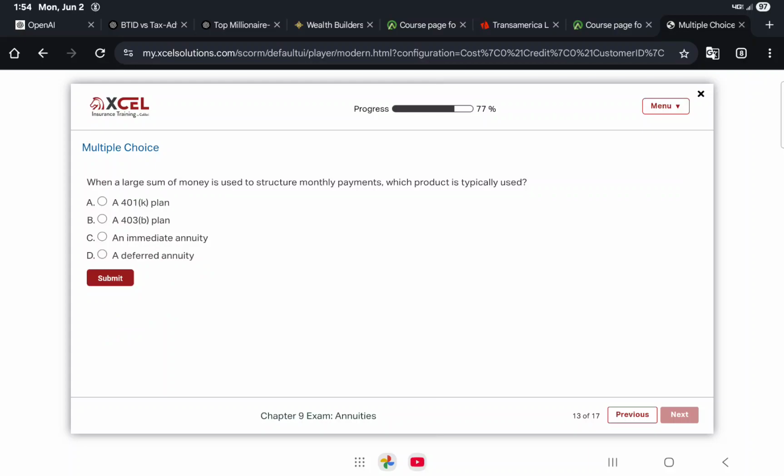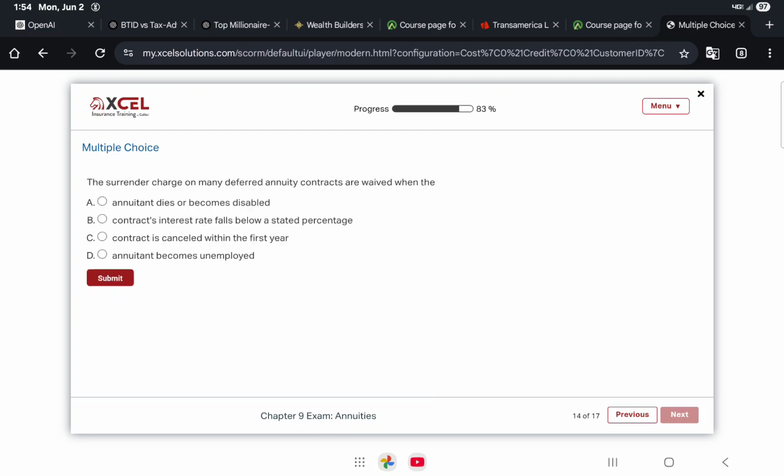When a large sum of money is used to structure monthly payments, which product is typically used? A large sum of money, inheritances, lottery tickets, life insurance payouts. They usually go into an immediate annuity. The surrender charge on many deferred annuity contracts are waived when the annuitant dies or becomes disabled. Contract's interest falls below a stated percentage.